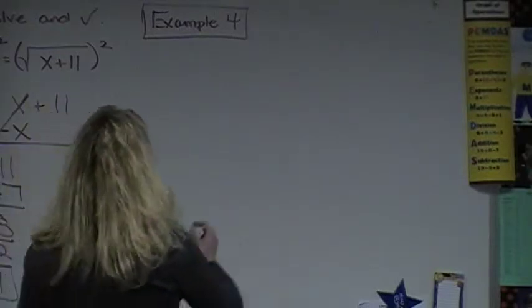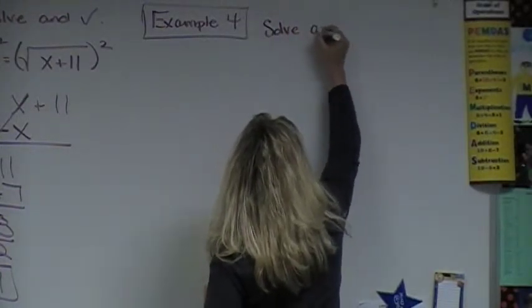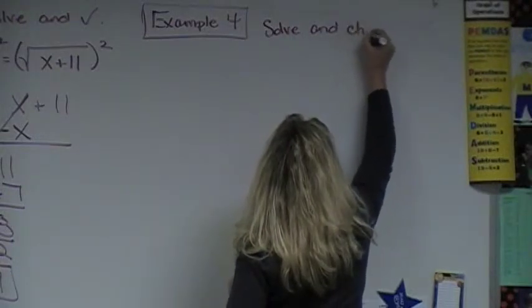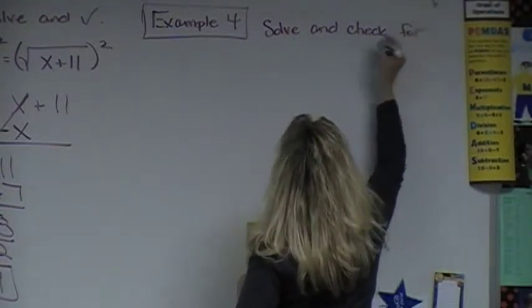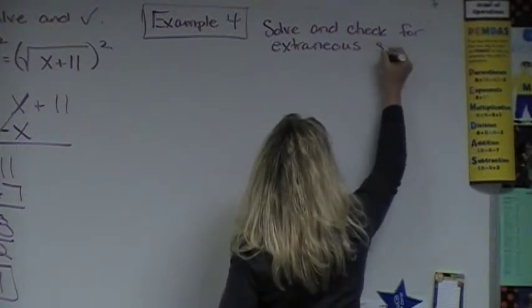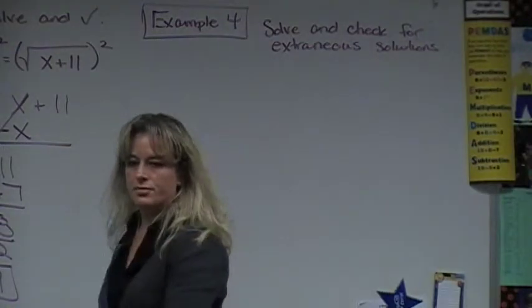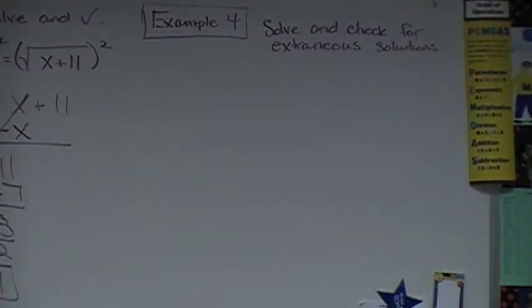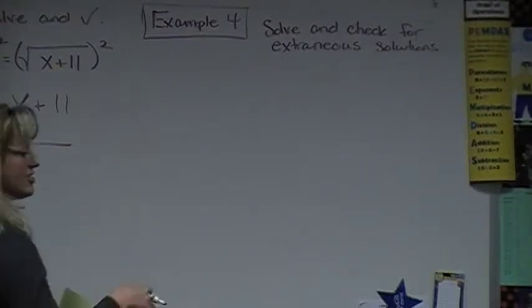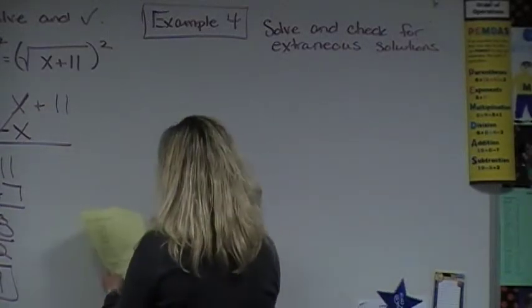Now notice that I'm going to change the wording of the directions here. Solve and check for... so what word did I add up there? Extraneous. Yep. Check for extraneous solutions. Extraneous solutions, class, are solutions that do not what? Work. So that's what we call them: they're extra solutions, something we don't need. Okay, here's the actual problem right here.